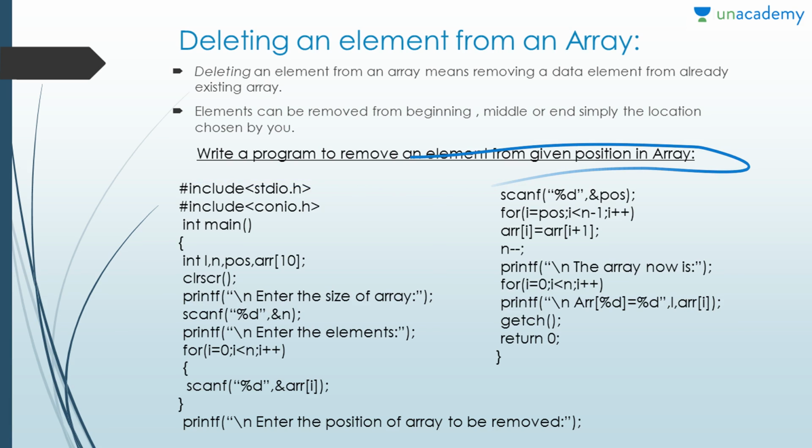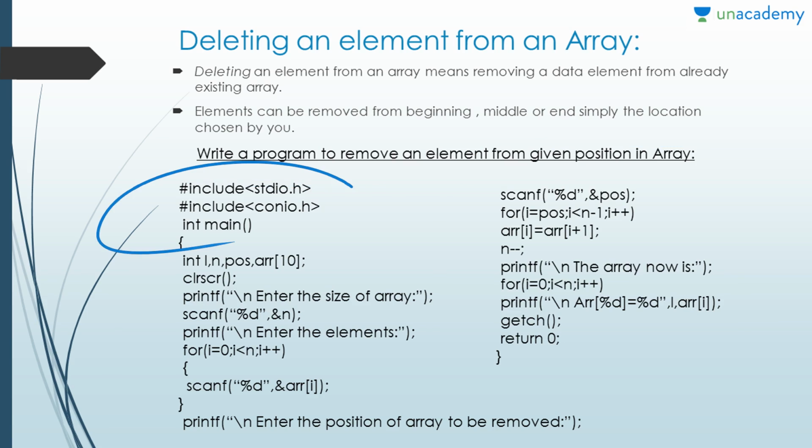I know you are all aware of these three. So int i, n are the variables we have declared here. Int i means i is the index, n means the number of elements, pos means the position of the element that you want to remove, and the array has size 10, right? So printf enter the size of array, scanf %d for n, meaning the number of elements. Simply, the size means the number of elements. Now printf enter the elements.